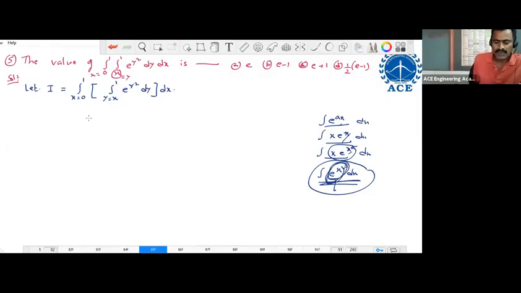If you are unable to integrate the given function according to the order of integration, then you have to change the order of integration. According to the given order, first you have to start with y and then stop with x, but integration is not possible. That is why you have to change the order. After changing the order, first you have to integrate with respect to x and then with respect to y.